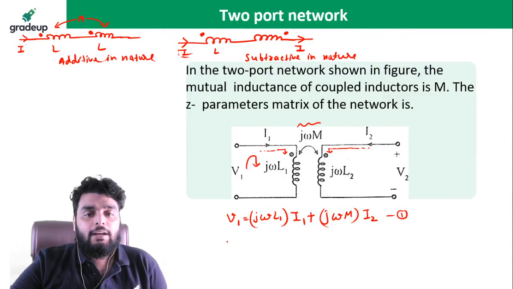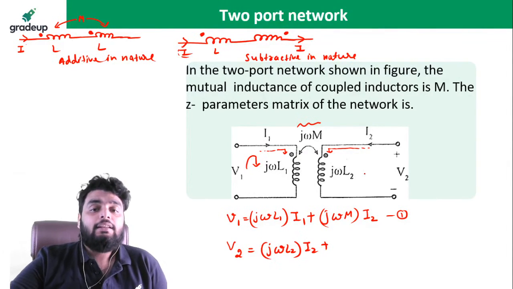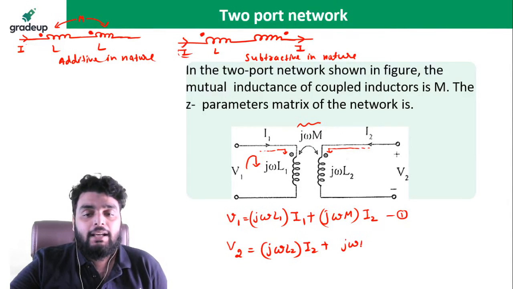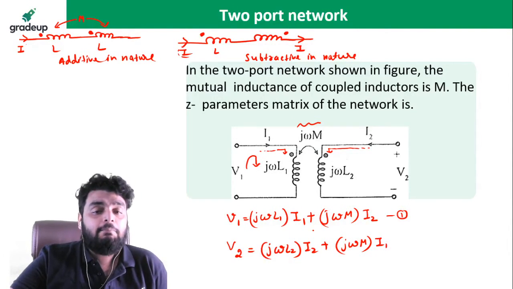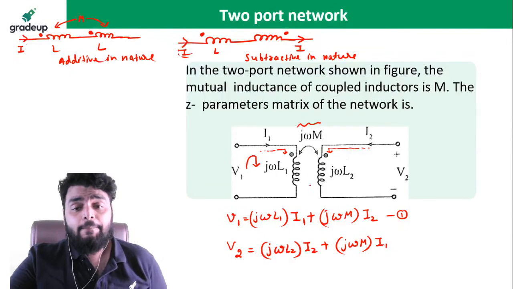Similarly, what happens if I want to write down the equation of V2? If you write down the equation of V2, it will be j omega L2 I2 plus the mutual inductance voltage because of the mutual reactance. It will be j omega M multiplied by I1. And remember very carefully why I put a plus sign here, because I1 and I2 are both entering the dot. That's why. Okay. So simple.